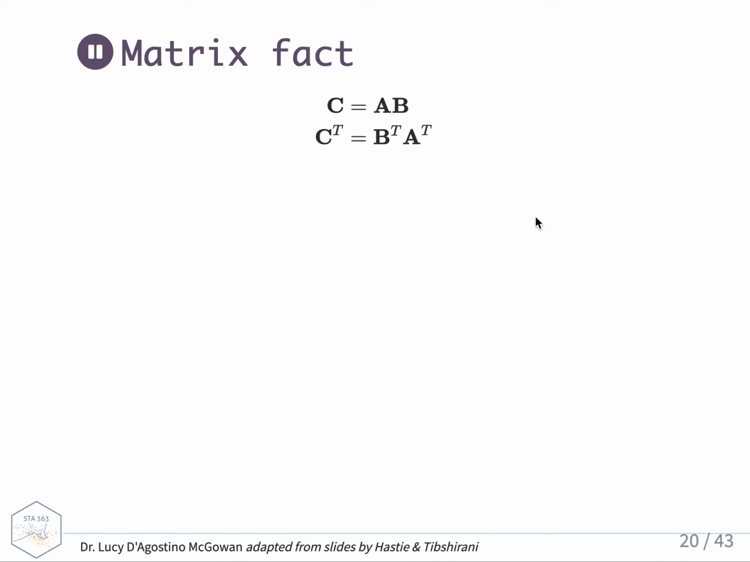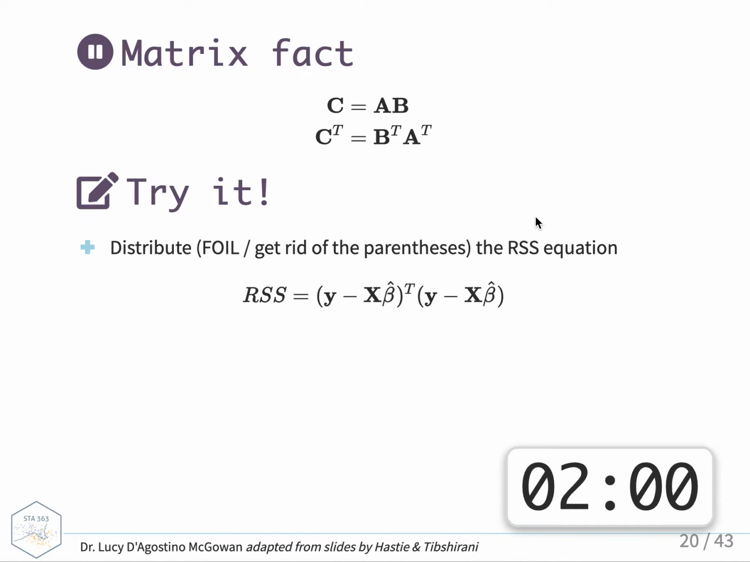So let's do that. Now first I'm going to walk you through this with some matrix facts along the way. The first matrix fact that I would like for you to remember, if you haven't recently taken a class where you worked with matrices, is that if you have a matrix C that's equal to the matrix A times the matrix B, if you take the transpose of that matrix C, then that's going to be equal to B transpose A transpose. So what I want you to do is to try it. I want you to distribute or FOIL to get rid of parentheses in this residual sum of squares equation.